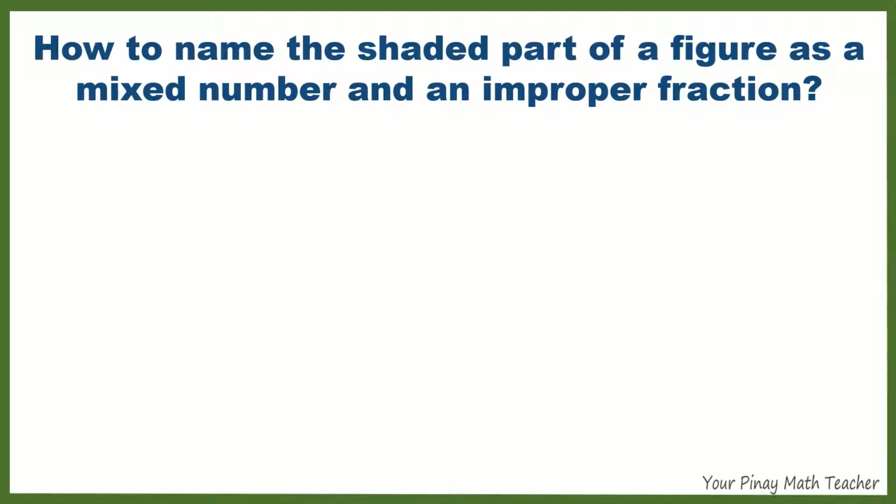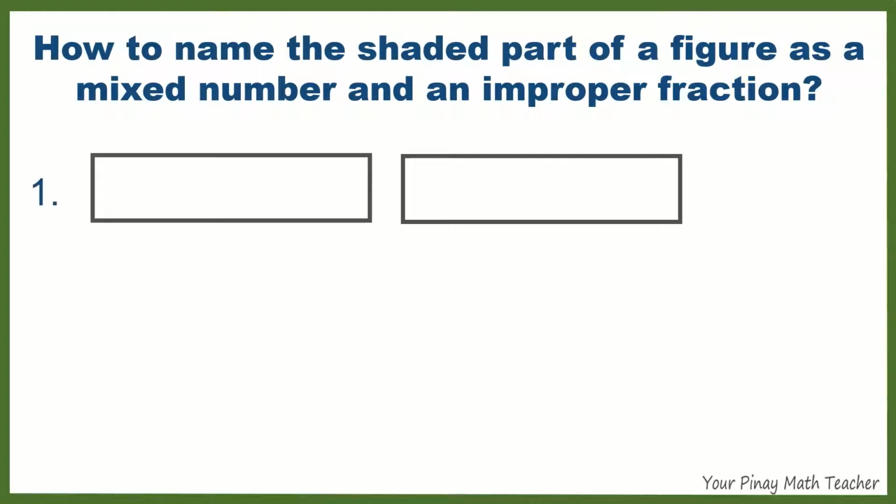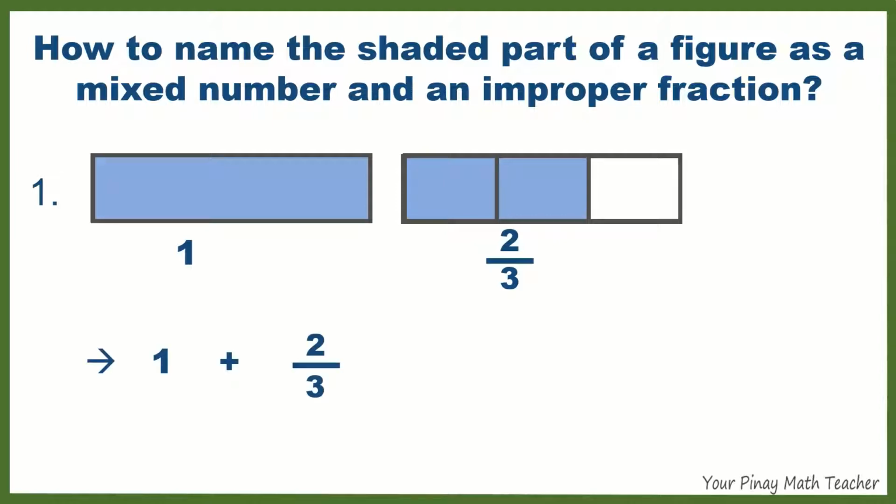How to name the shaded part of a figure as a mixed number and an improper fraction. For example, the first rectangle from the left is fully shaded, while the second is divided into 3 equal parts, of which 2 are shaded. The first rectangle is 1 whole, while the second is only 2/3. Putting them together, we get 1 plus 2/3 is equal to 1 and 2/3.